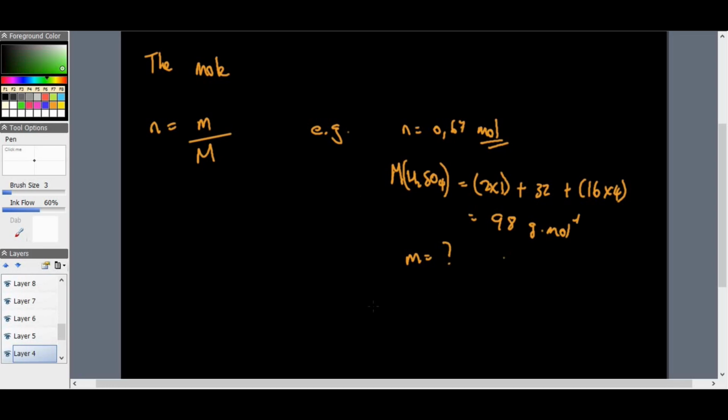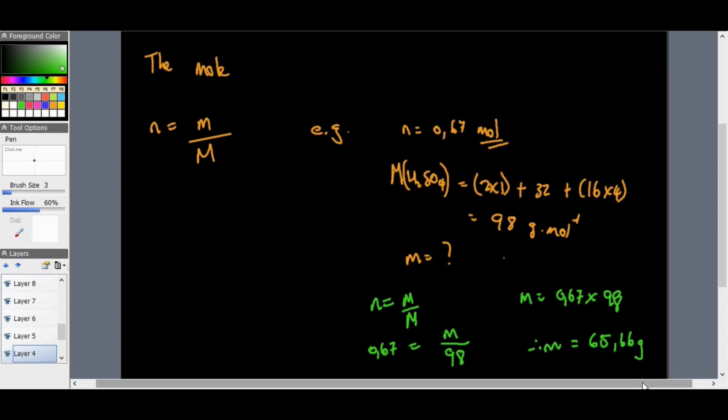Let's pick a different color maybe. n is equal to small m over big M. So I've got 0.67 here is equal to the unknown mass all over 98. Okay, so obviously mass is going to equal 0.67 multiplied by 98, and therefore the mass in grams will be about 65.66 grams.